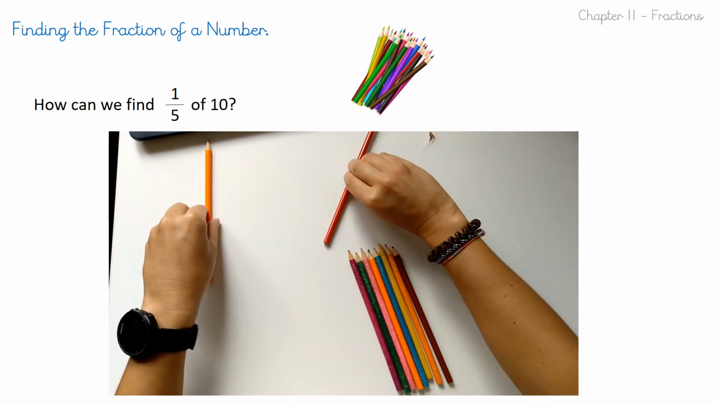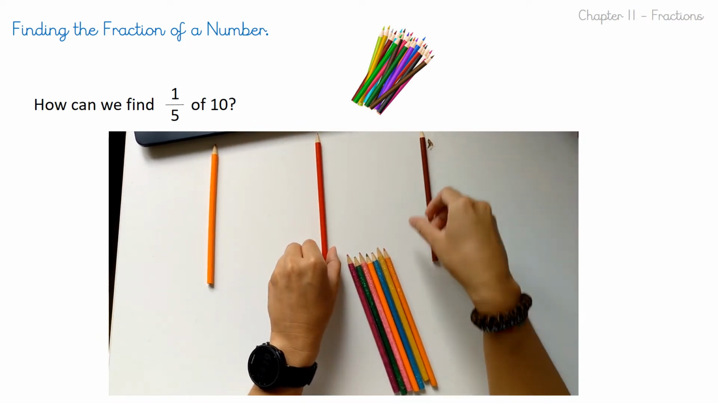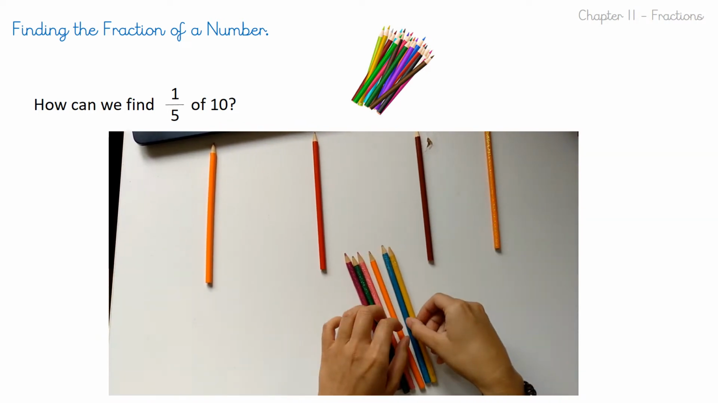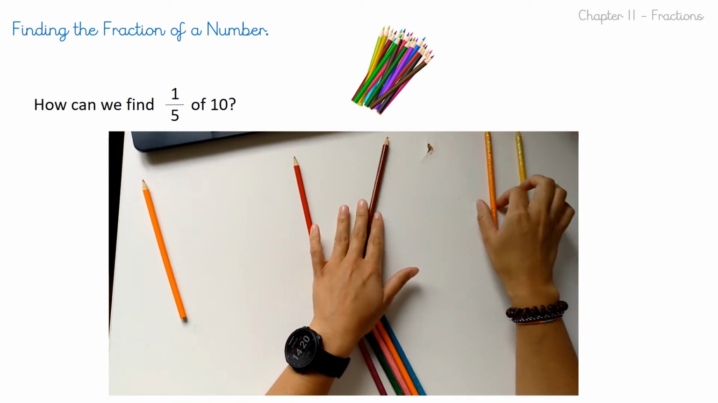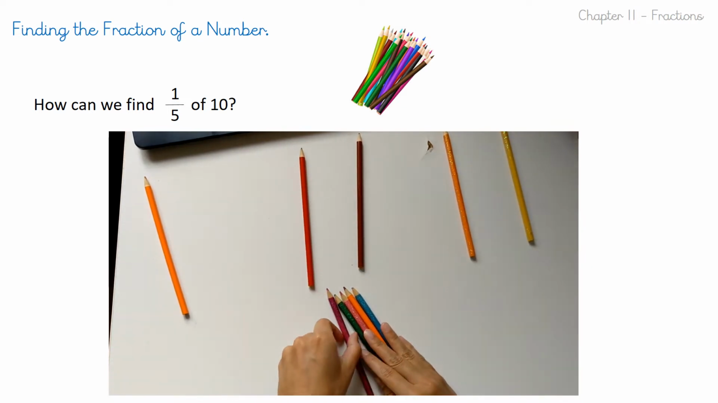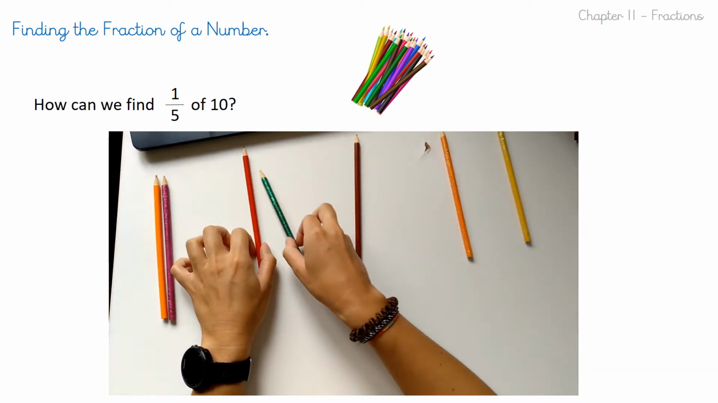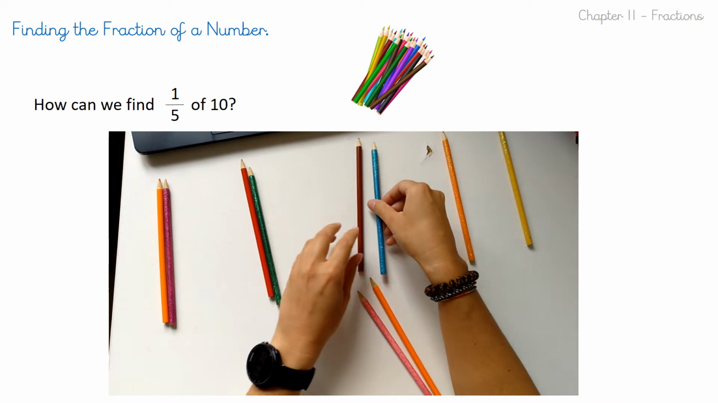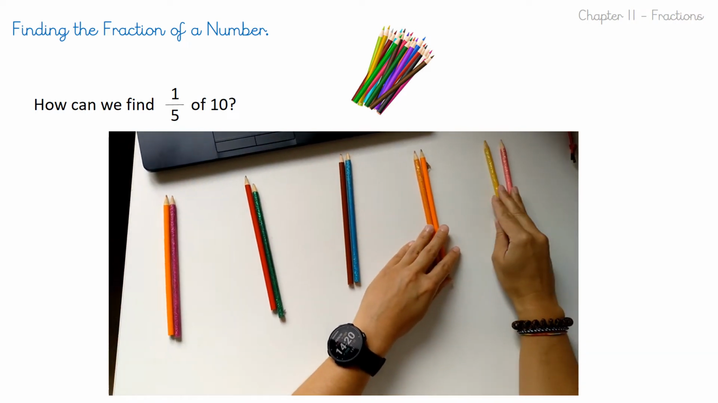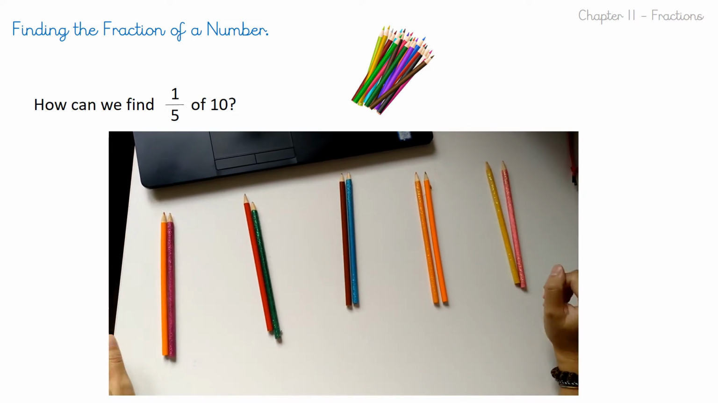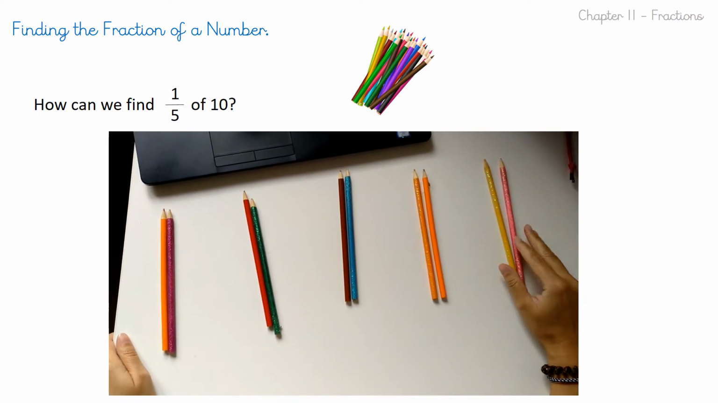1, 2, 3, 4, let me move it a bit to the side, 4, and 5, 6, 7, 8, 9, and 10. So I've divided my 10 pencils into 5 equal groups.